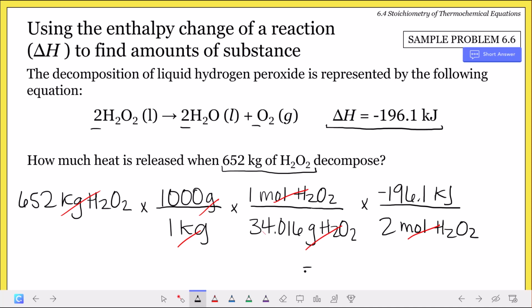So it ends up being a pretty large quantity of heat, something like 1.88 times 10 to the 6 kilojoules of heat. Okay, so that's saying if I have 652 kilograms of liquid hydrogen peroxide that's being decomposed, then 1.88 times 10 to the 6 kilojoules of heat are going to be released by that process. This amount of energy is being released from my system to its surroundings in the form of heat.